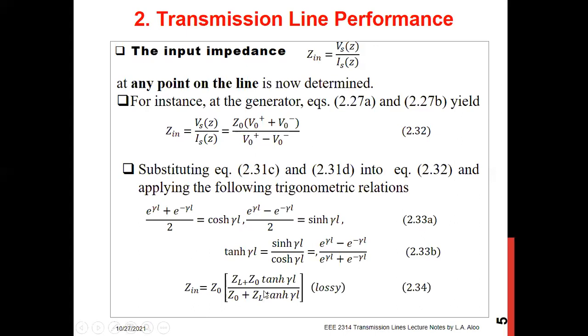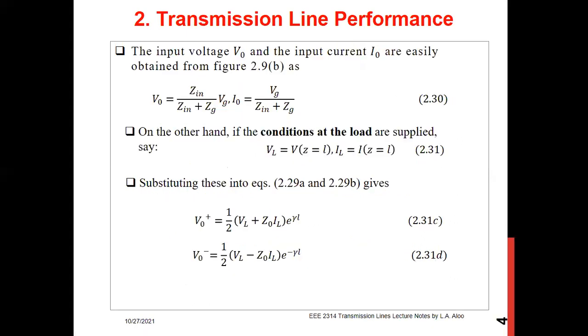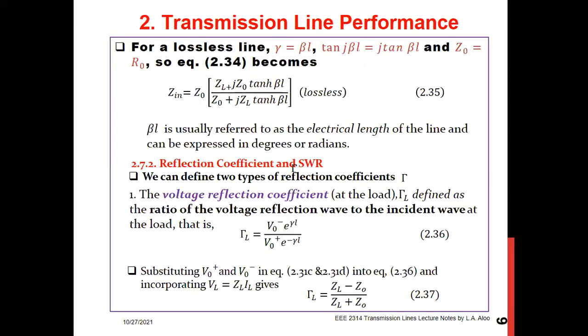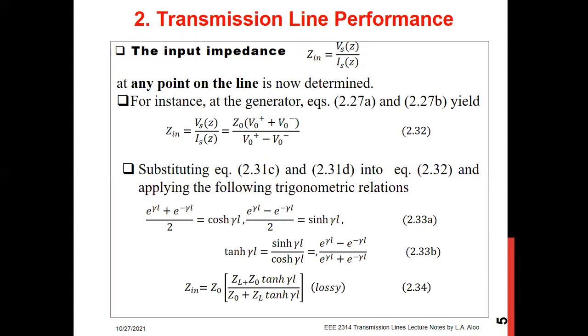If the line was lossless, we would have used this equation here. But you see here, this line is lossy, so we use the gamma one here.